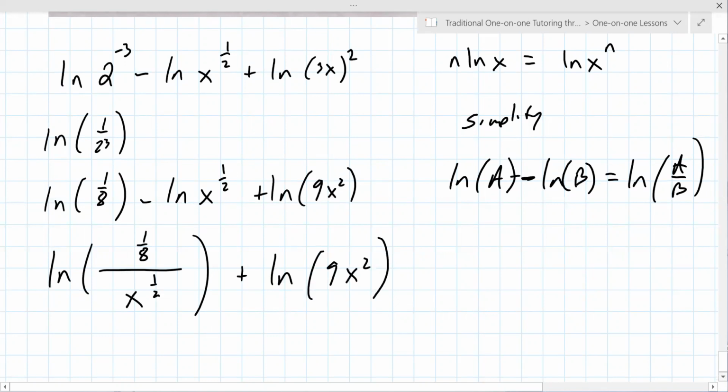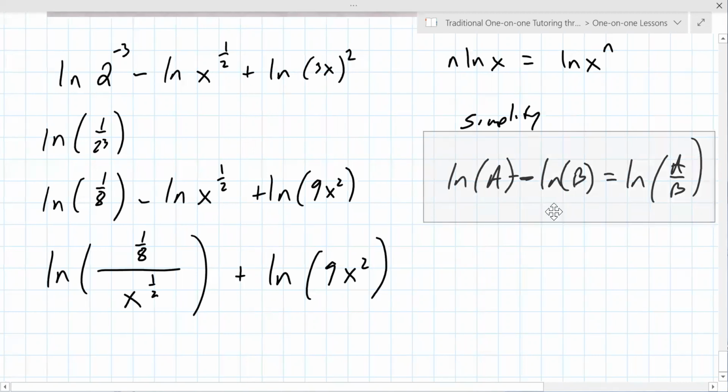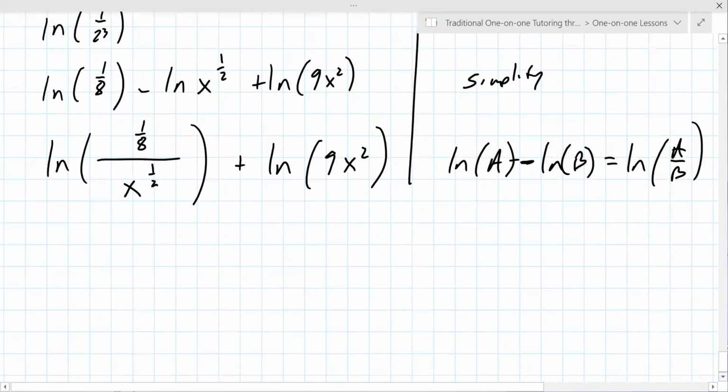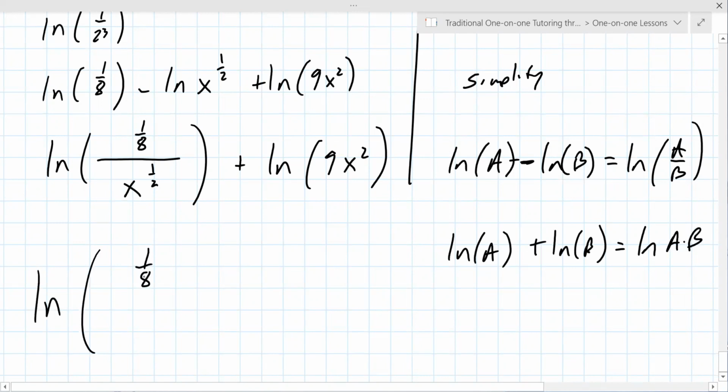So that's just a simplify. Well, I'm sorry, we're applying this step over here. I'm trying to give you the explanation over here on the right. Next thing we're going to do is apply the property natural log of a plus natural log of b equals natural log of a times b. So it's natural log of 1/8 over x to the 1/2 times 9x squared. So it's really 9x squared over 1. So that's why it maps this way in there.